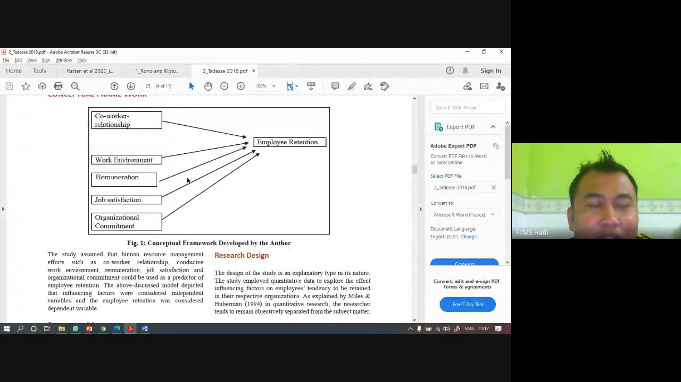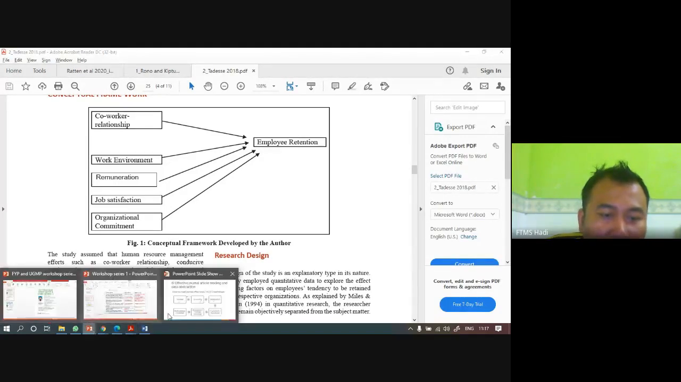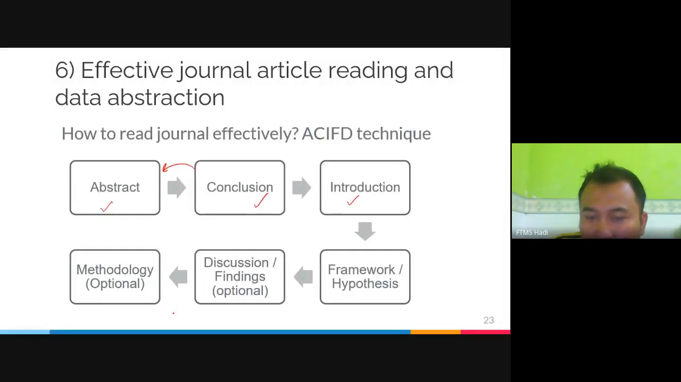When you do FYP or UGMP, this is the first thing that I will look at, because I want to see whether your model is correct and your framework is correct. If you don't have this, I suggest you go back and do this first. I don't know about other supervisors, but in my supervision, this is the first thing I look at: either the conceptual or theoretical framework.